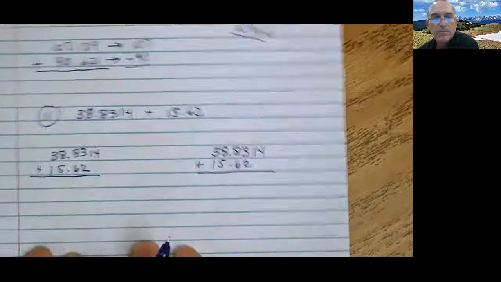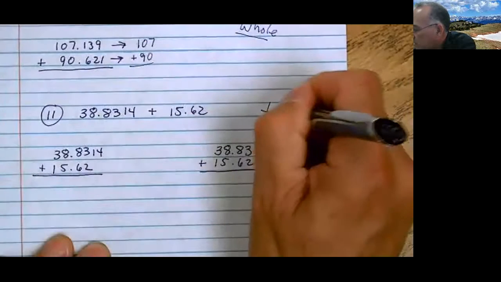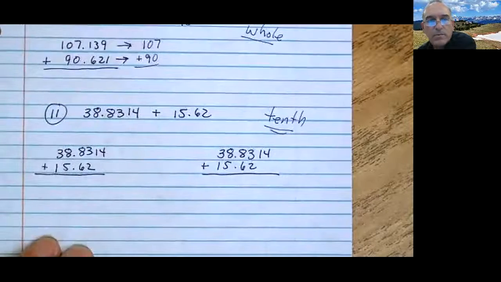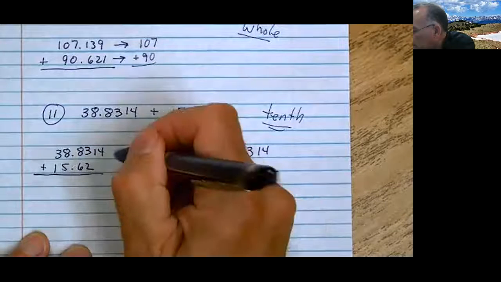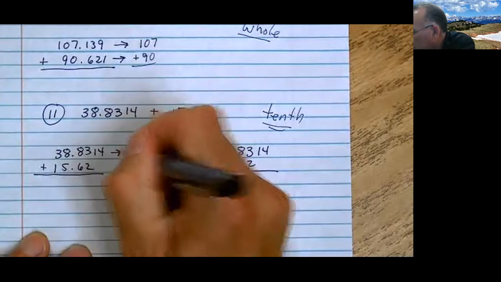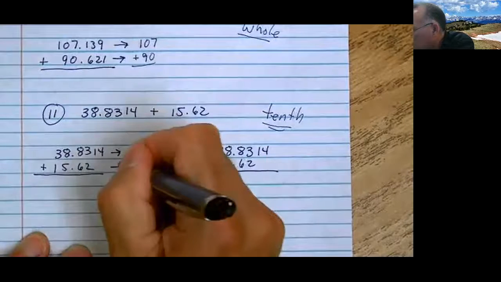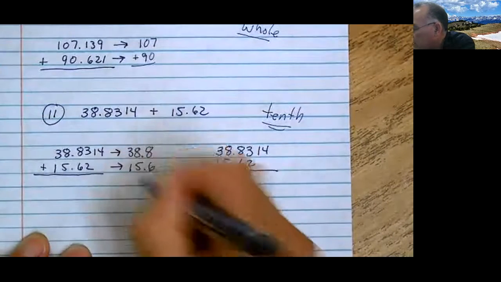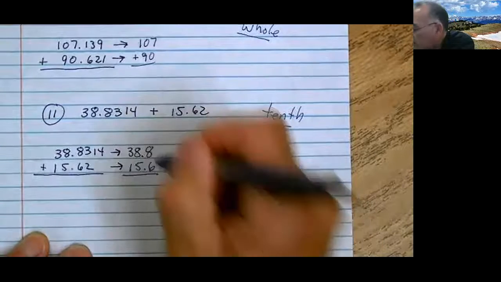How about this one? This is number 11. And it says round to the nearest 10th. If we round to the nearest 10th, well, I would take this one right here and I would go like this, 38.8. I would round this one to 15.6. This is what they asked for, the nearest 10th.